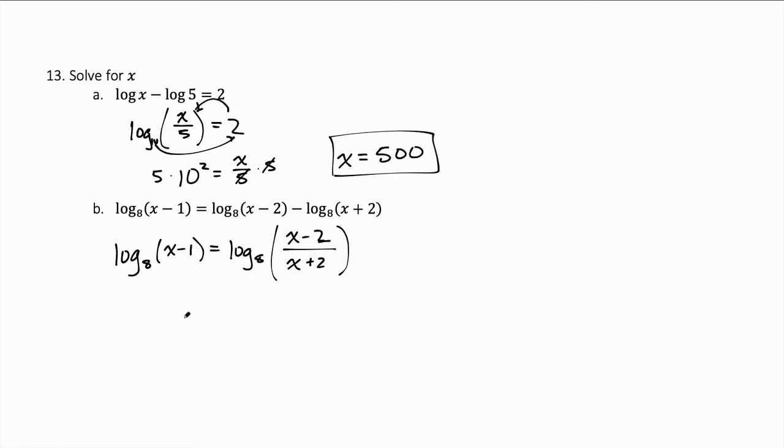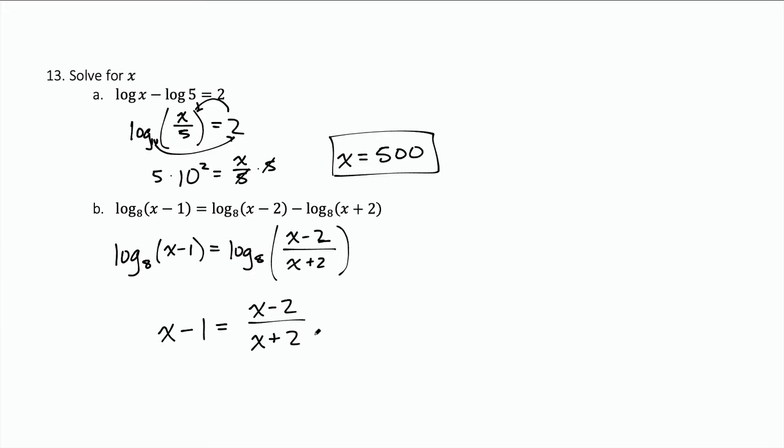Now I can use the one-to-one property of the logarithm. I have the log base 8 on the left and a log base 8 on the right. I can cancel those out and just set the inputs equal. So x minus 1 equals x minus 2 over x plus 2.